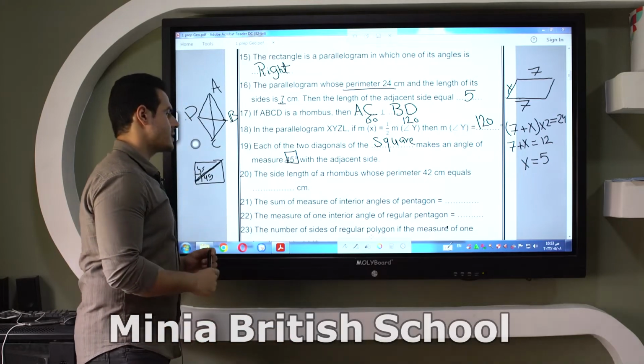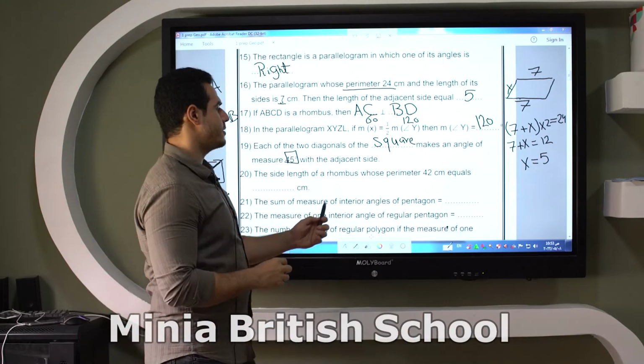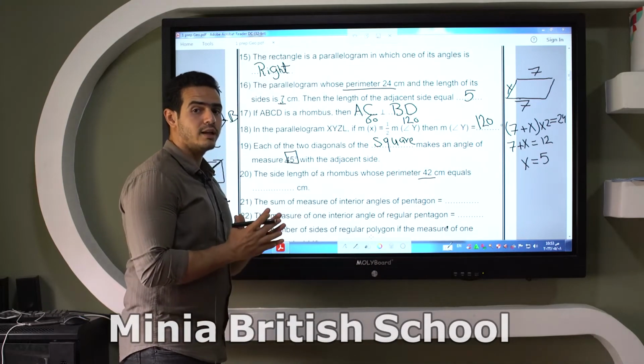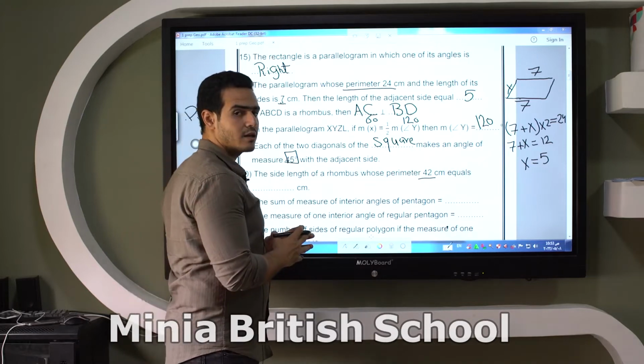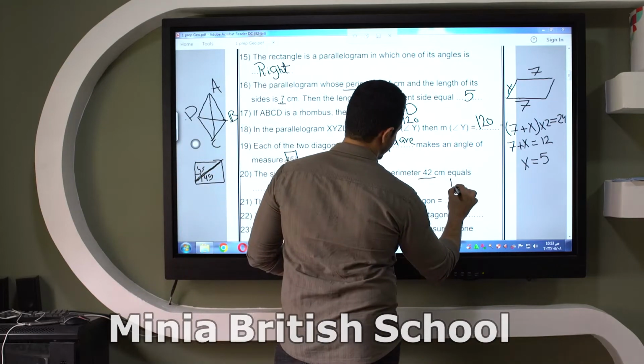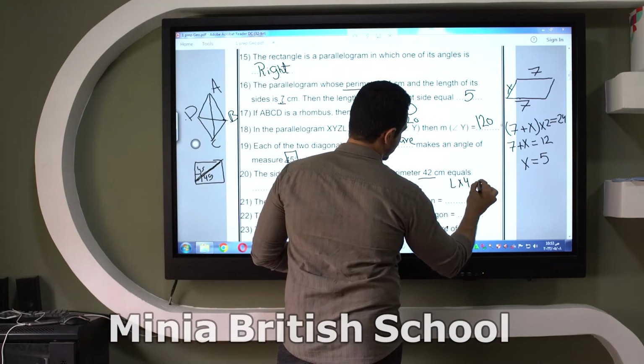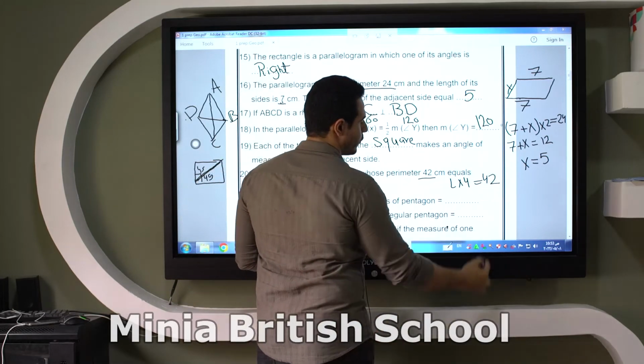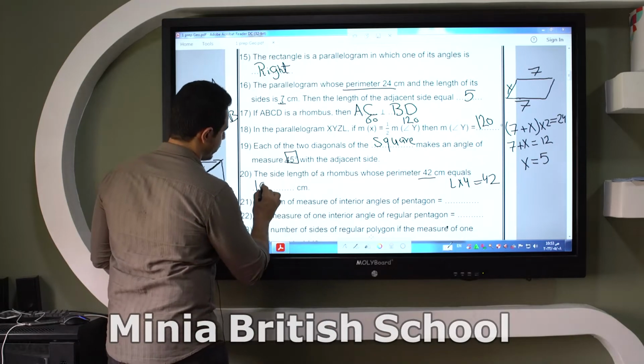Number 20. The side length of a rhombus whose perimeter is 42. We know that the perimeter of a rhombus is like the perimeter of a square, length times 4. So length times 4 equals 42. Now divide 42 by 4, which equals 10 and a half.